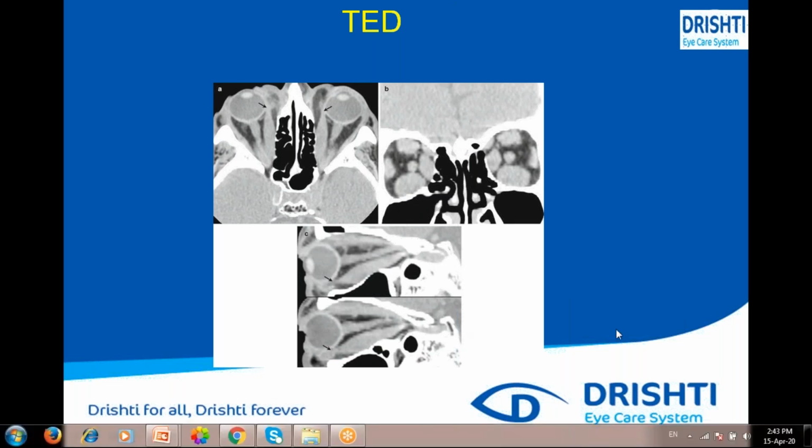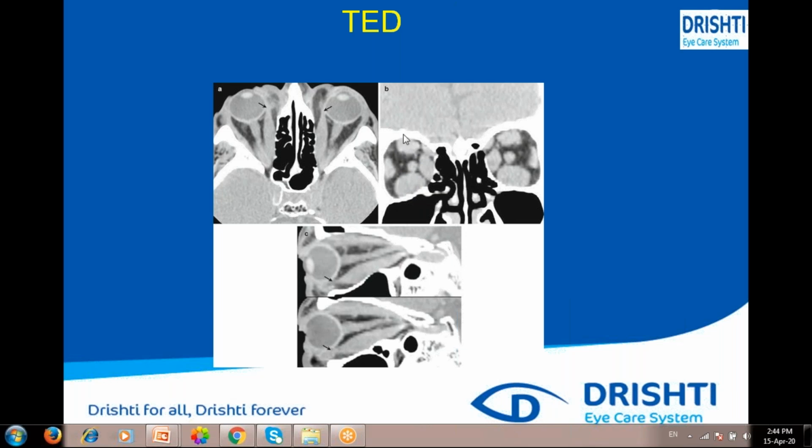So this is the case of Graves' eye disease, thyroid eye disease, Graves' ophthalmopathy. You have seen the normal CT scans. Now if you see the size of the muscles, it is totally enlarged. Look at the superior rectus and inferior rectus, medial rectus and lateral rectus. If you see the size difference, the lateral rectus seems normal, but the medial rectus is enlarged. The maximum enlargement is in the inferior rectus, and the superior rectus is also in line.